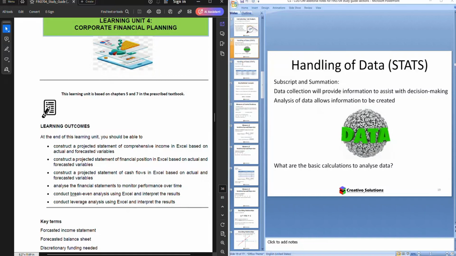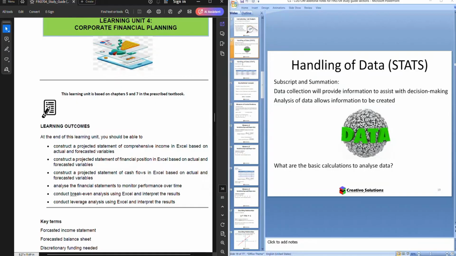Okay, great. So today we have two topics to cover. Today we're going to be looking at Learning Unit 4 and Learning Unit 5, and then next week we've got the last two topics, Learning Unit 6 and 7.